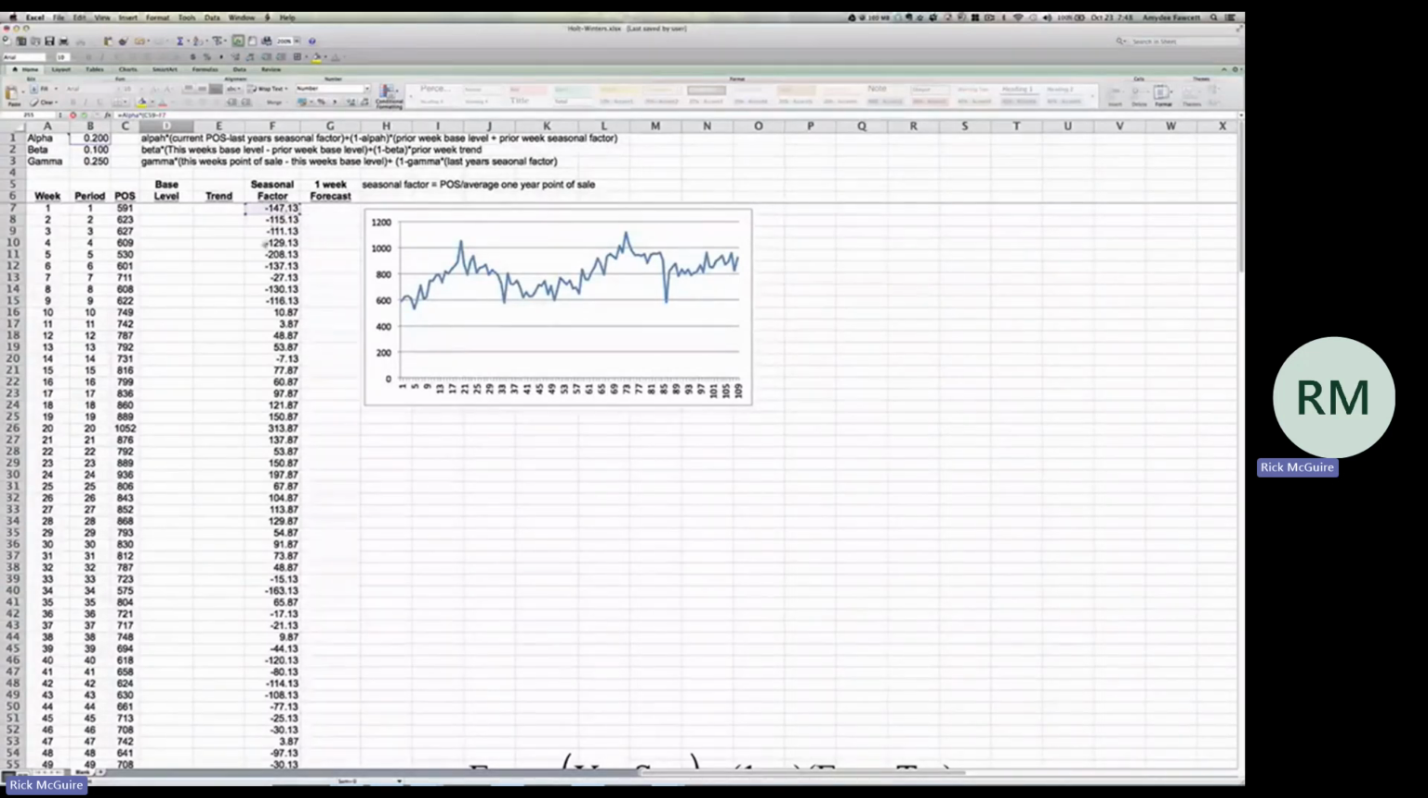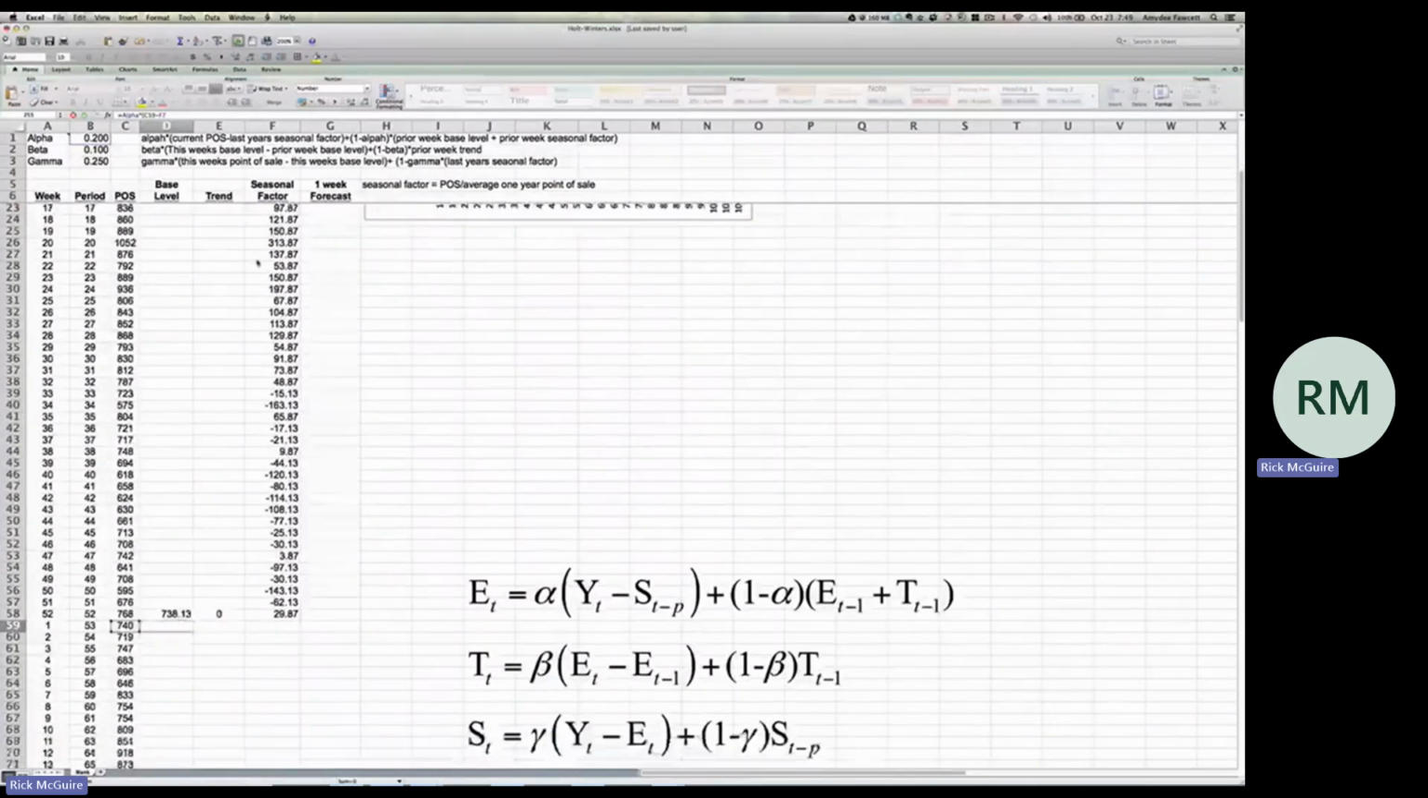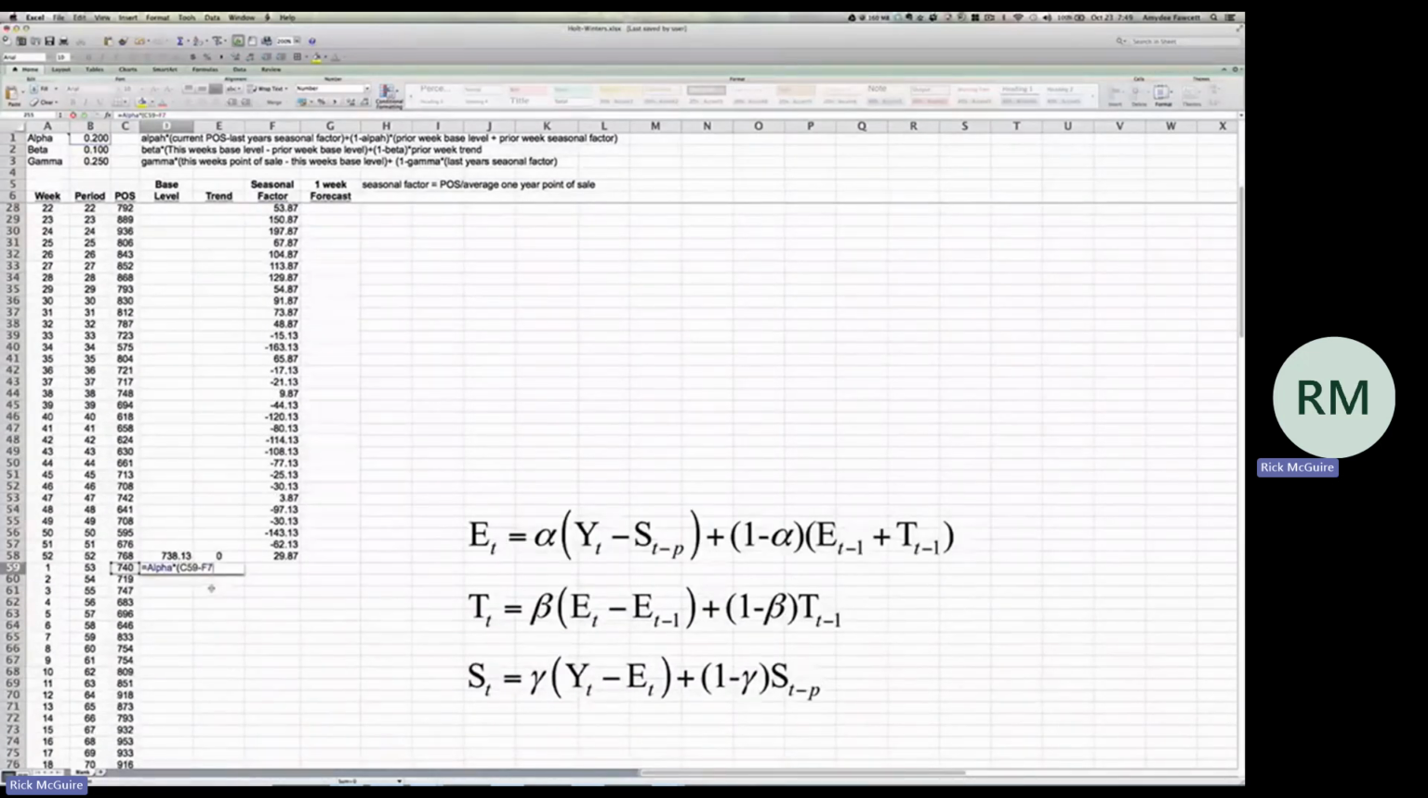So since I'm in week 1 of year 2, then the year ago period that corresponds would be week 1 of year 1, which of course is period 1 in our case. And the associated seasonal factor was negative 147.13. This is one way, again, of estimating the current base level.